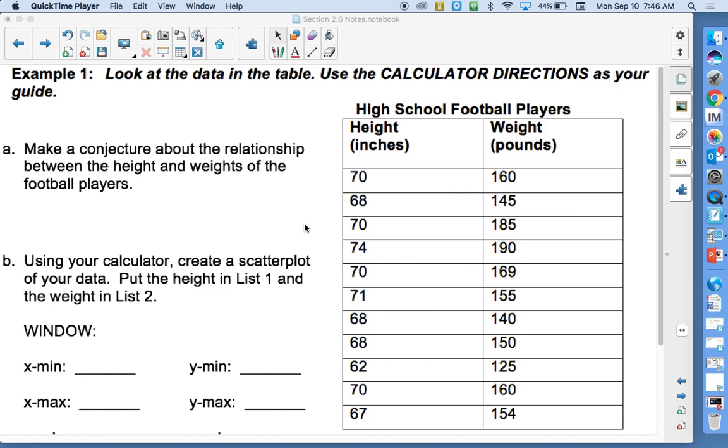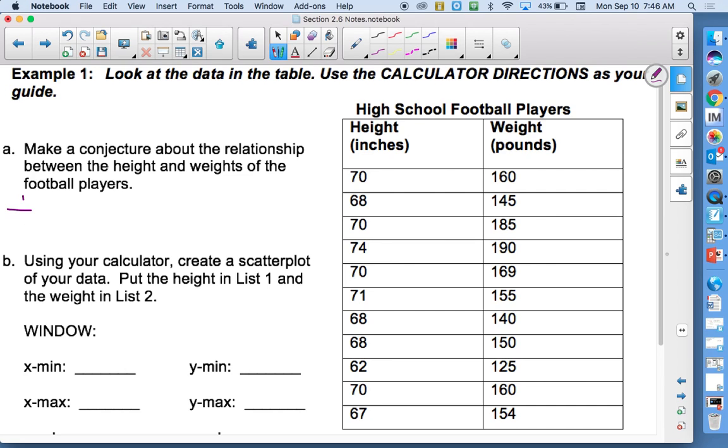The taller they are, the more they weigh. Yeah, perfect. And that probably doesn't just go for football players. I think that goes for all of us. So the taller you are, the more you weigh.